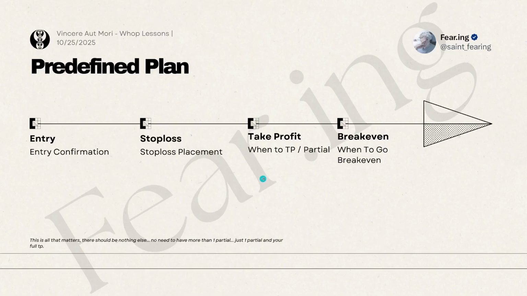Now, specifically where I'm at, I don't need to write it out, but you guys definitely should be writing it out. So whether that's on Notion or just on Discord, you should be writing out the logic behind your entry, the logic behind your stop loss, the logic behind your take profit, and the logic behind going break even.